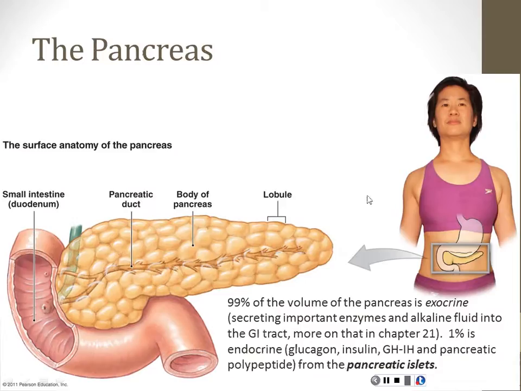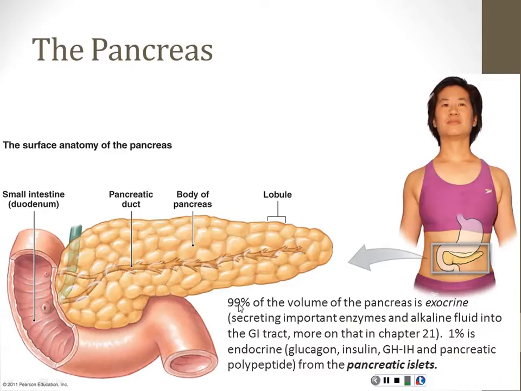A little time to talk about the pancreas. So the pancreas really appears in two organ systems. It appears in the digestive tract and in the endocrine system. Most of the pancreas is a digestive tract organ. It produces digestive enzymes that break down proteins, carbohydrates, and fats. More on that in another chapter.